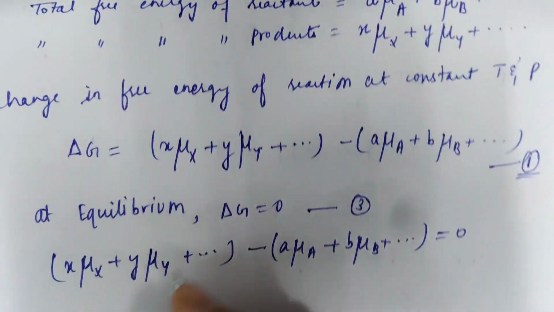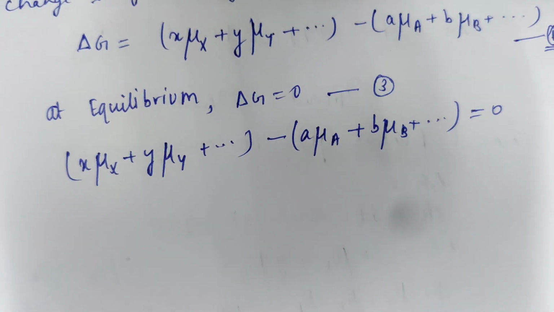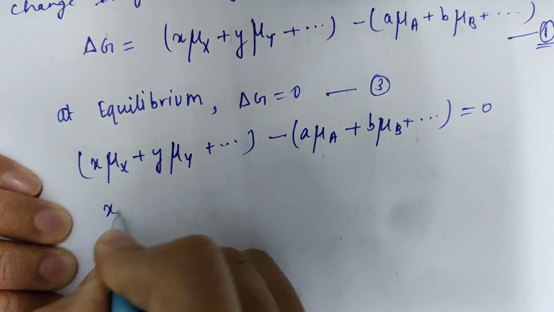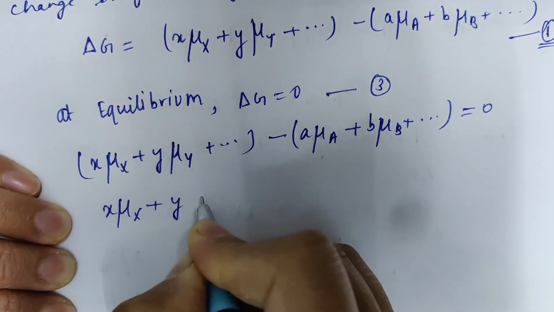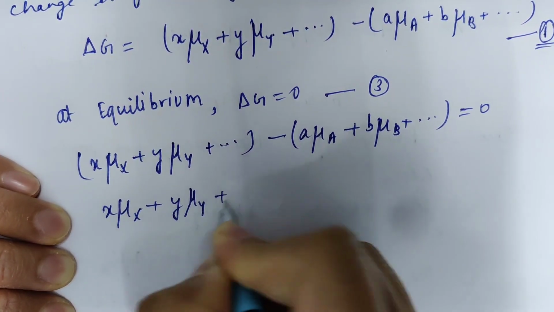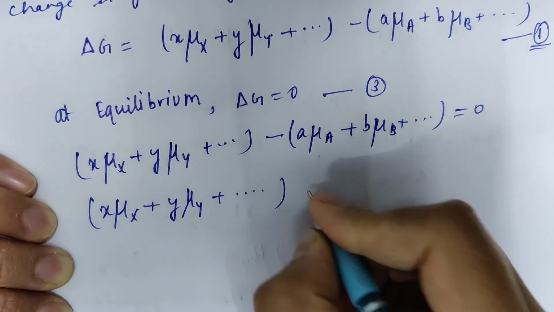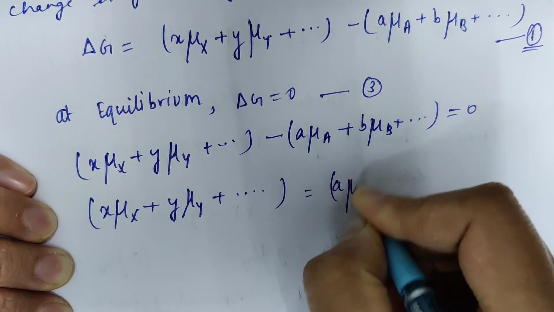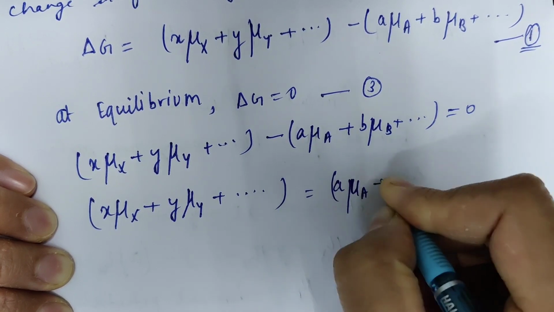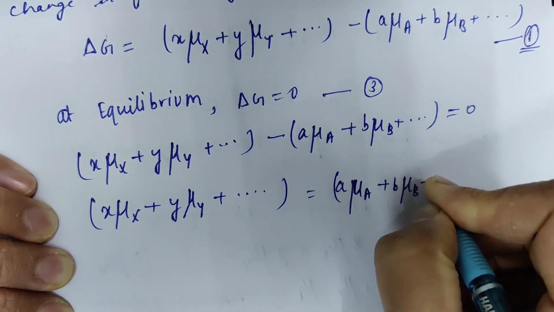So what you will get? You will get X of mu X plus Y of mu Y plus so on is equal to A of mu A plus B of mu B plus so on.